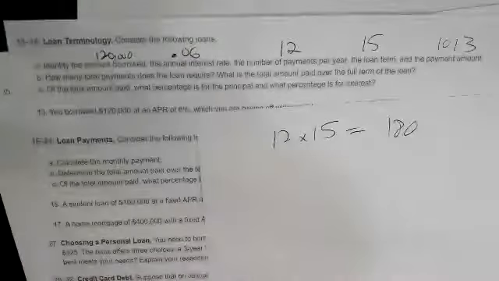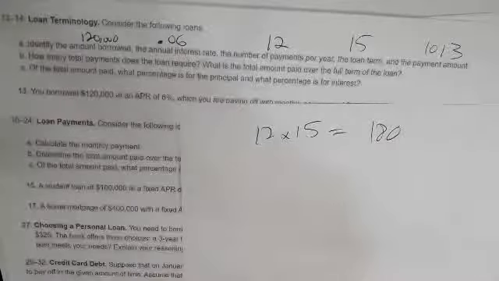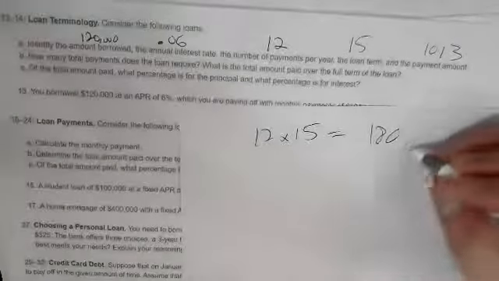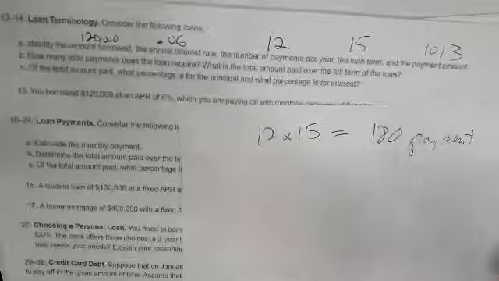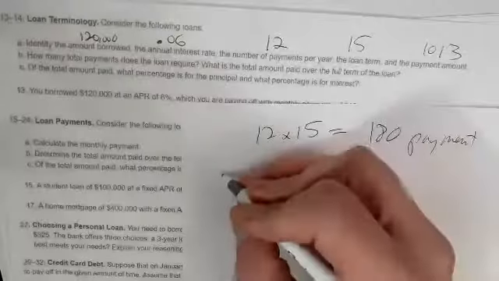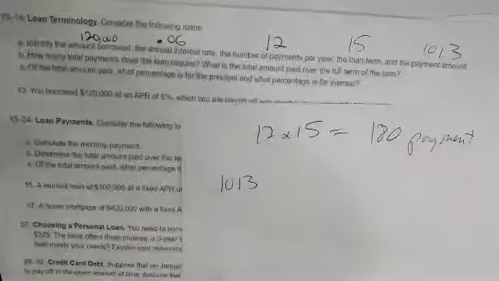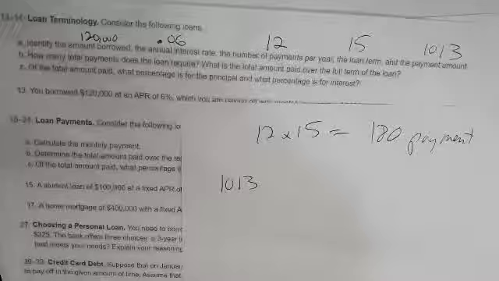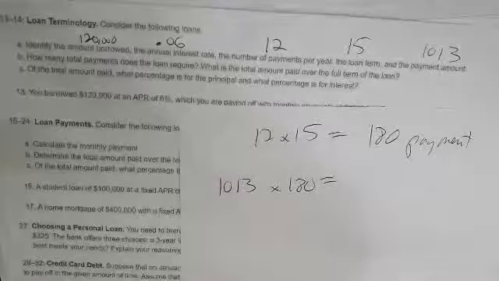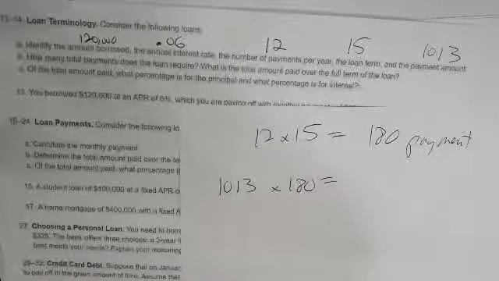Back to this example. Sorry, got a little tangent there. Of the total amount paid, what percentage is the principal and what percentage is interest? So how much did he pay total? So if there's 180 payments, and guess what? Our payments are 1013. How do we figure out the total paid? I do 180 payments of 1013. What is that going to be? I haven't done it yet. Times 1013. 182,340.